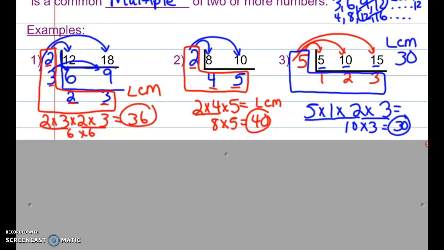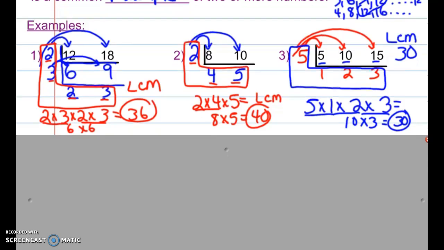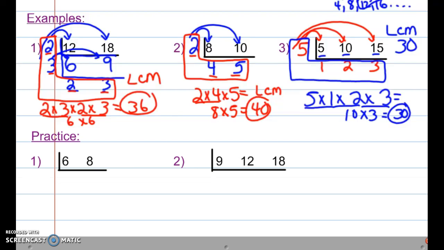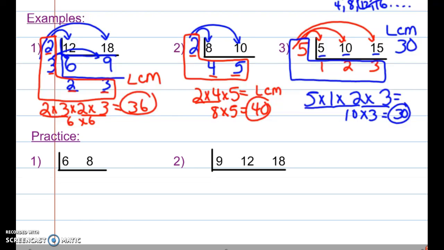Now that we have done 3 examples together, you are going to do some practice problems on your own. So, if you will, make sure that on this same page of your notebook, page 14, I want you to copy down these 2 practice problems. Copy them down just like you see them. Now that you have copied these practice problems, 1 and 2, in just a moment, you're going to pause the video and complete those 2 problems.